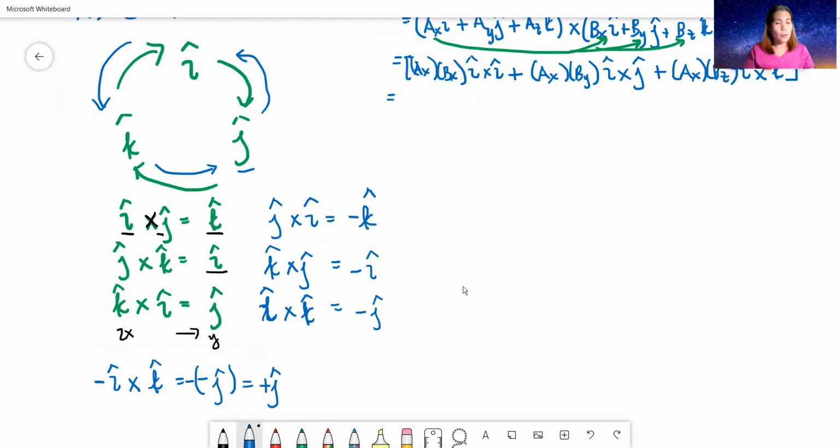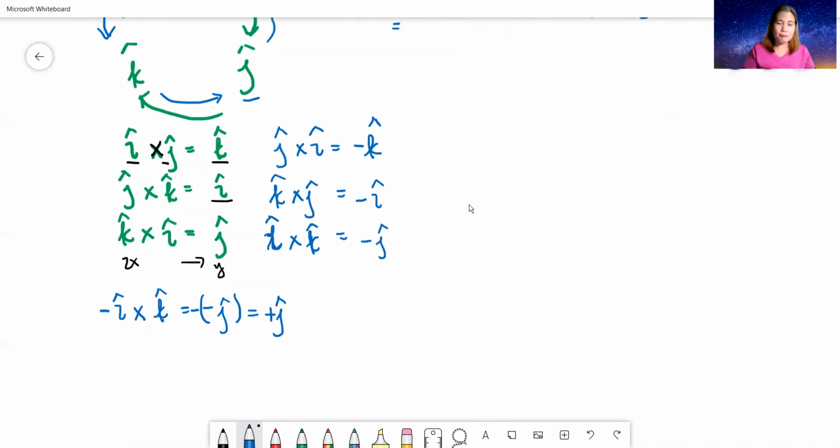Okay? Now, however, if you're getting the cross product of parallel or anti-parallel components, what do you think is the cross product of two parallel vectors? Okay? You are correct. If the two vectors are parallel, meaning they're going in the same direction, there's no way that they'll have components that are perpendicular to each other, so their vector product is always zero. Kaya, every time you see the same unit vectors being cross product together, like I cross I, they're both parallel. So immediately magsisiro ka.